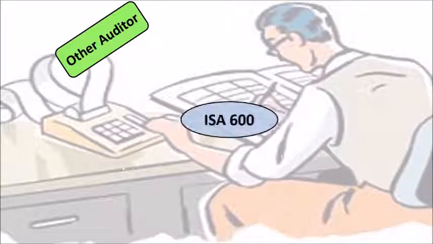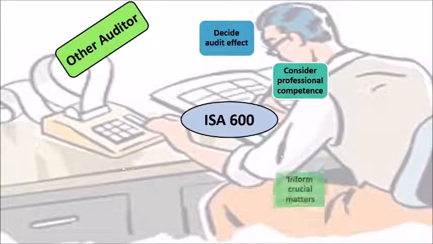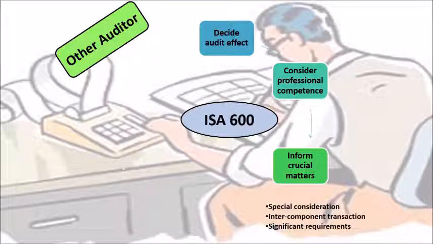It applies in ISA 600 that a principal auditor would decide on how the work of other auditor would affect the audit. The professional competence of the other auditor will be taken into consideration if the other auditor is not a chartered accountant. The principal auditor is also responsible to inform the other auditor about crucial matters such as areas requiring special consideration, procedure for identification of intercomponent transactions and the significant accounting, auditing and reporting requirements.